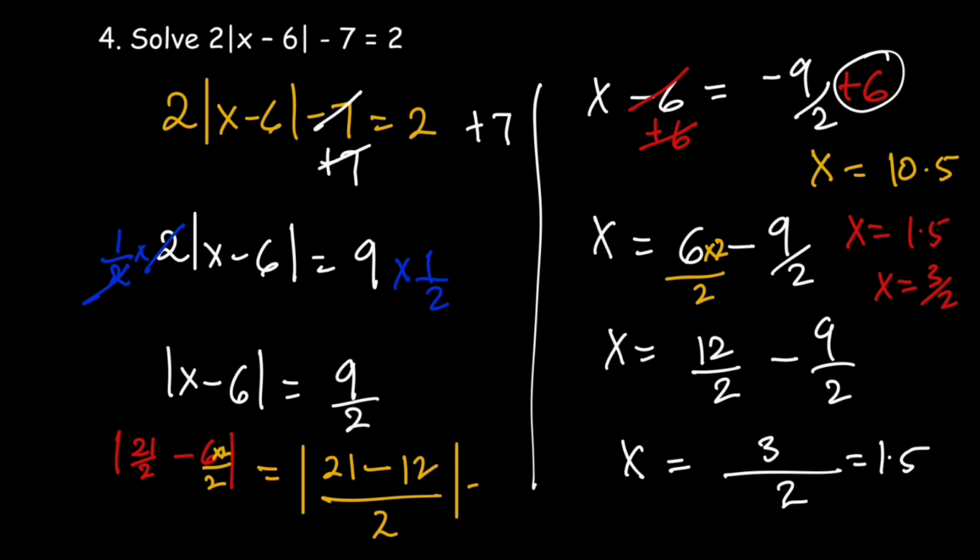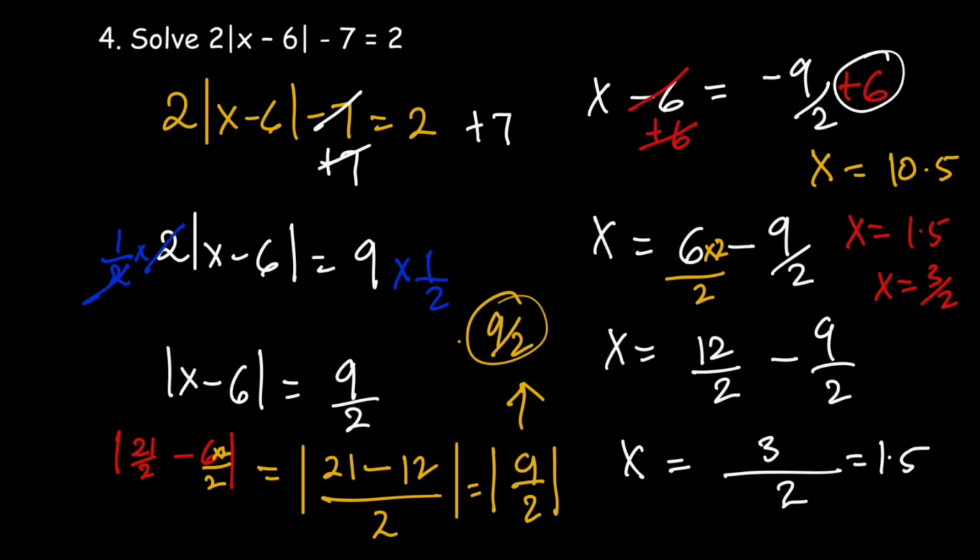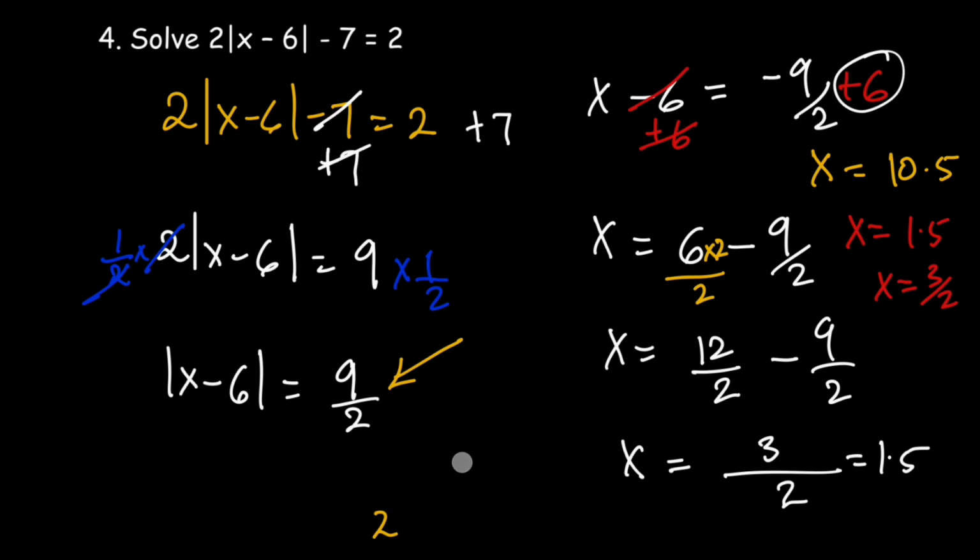And this right here is going to give me the absolute value of 9/2. And as you can see, this is giving us 9 divided by 2, which is the same as this right here. So it is true. Then when x is equal to 3/2, what are we going to get? Is this going to satisfy the equation?